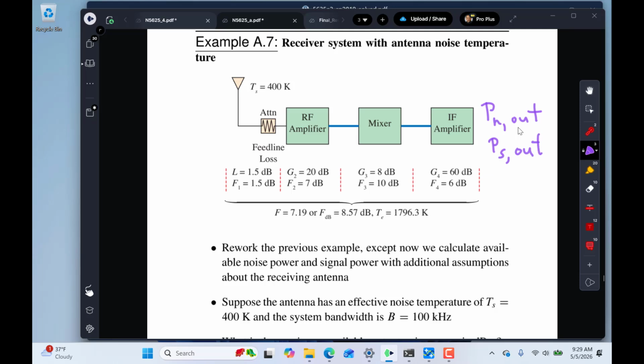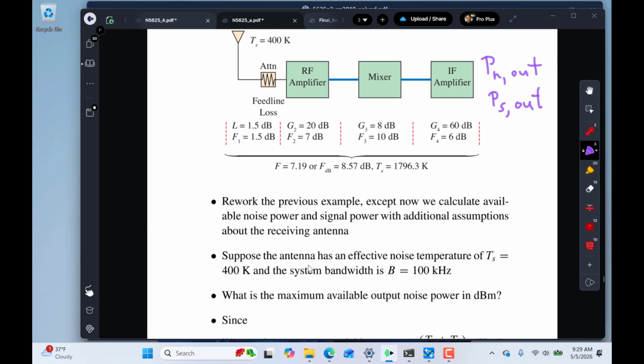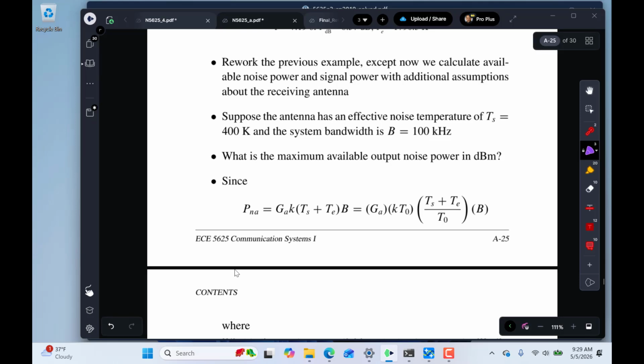We're kind of heading in the direction of, at the end of the receiver where it goes to a demodulator or detector or something, what is the noise power output, and then what is the signal power output. So right now we're focusing on the noise power. Suppose we have a system bandwidth of 100 kilohertz. We're at 400 degrees Kelvin. What's the maximum available noise power?